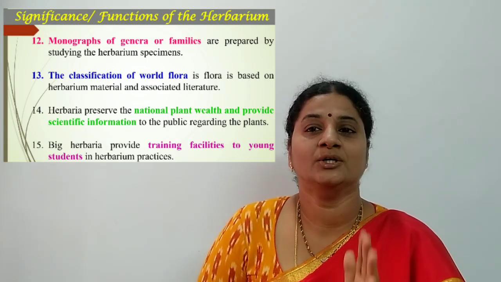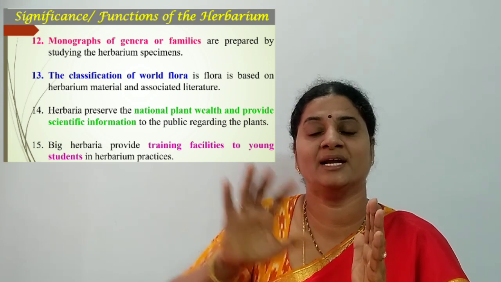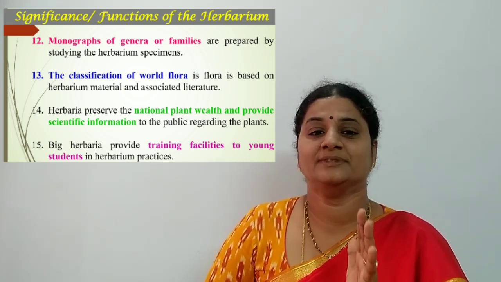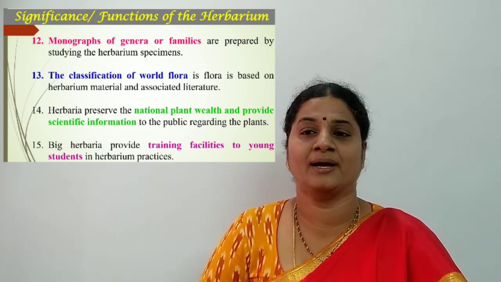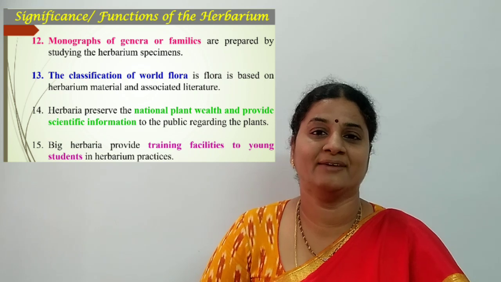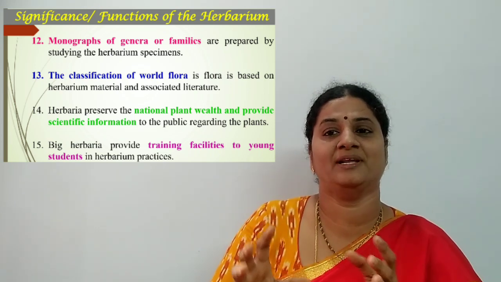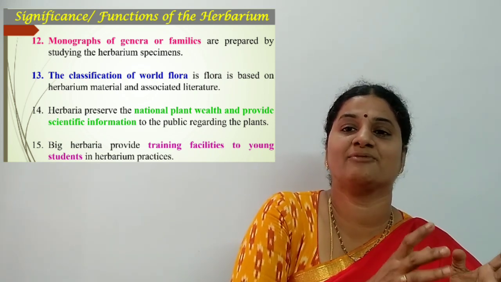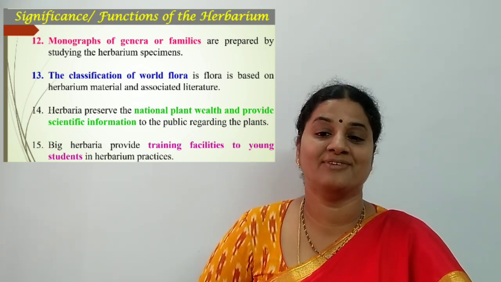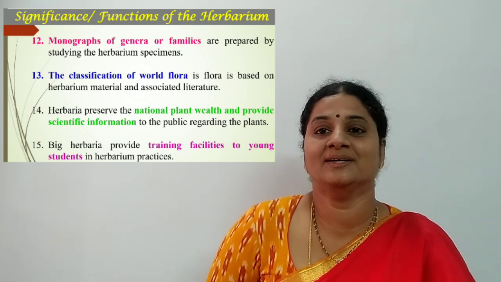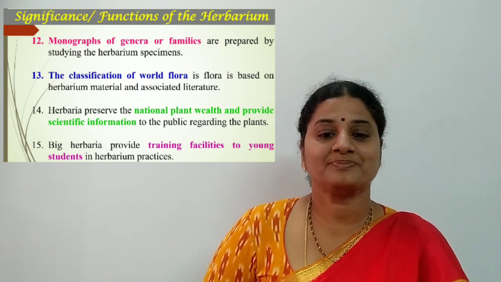Monographs of genera and families are prepared. What are monographs? For example, a monograph of a genus: whatever species are available under that genus will form the monograph of that genus. A monograph of a family will have whatever genera are present in that family. That is a family monograph. So like that, monographs of genera and families can be prepared from this beautiful herbarium.